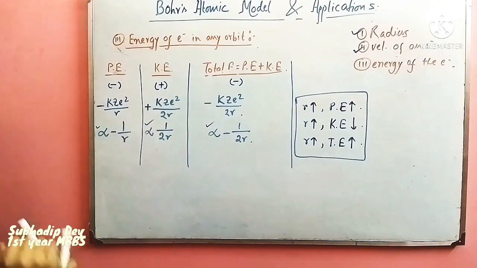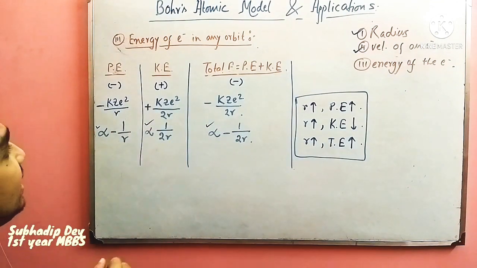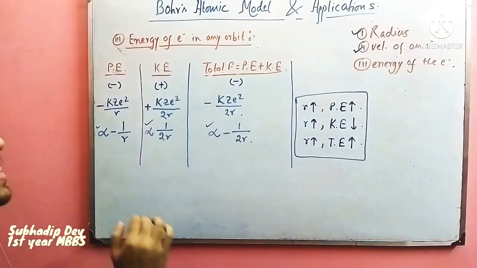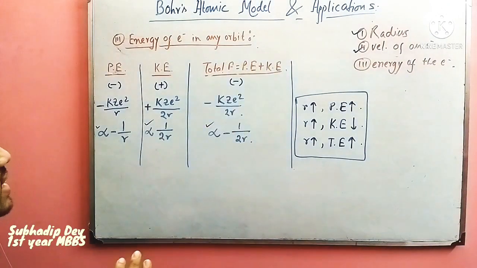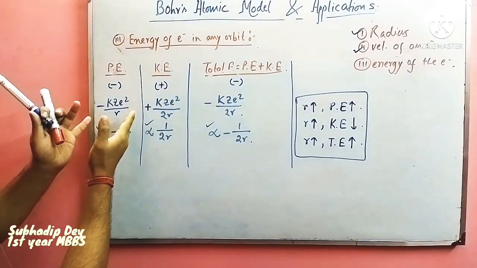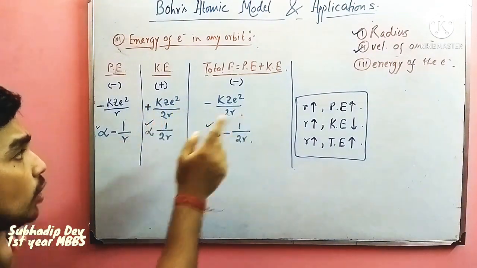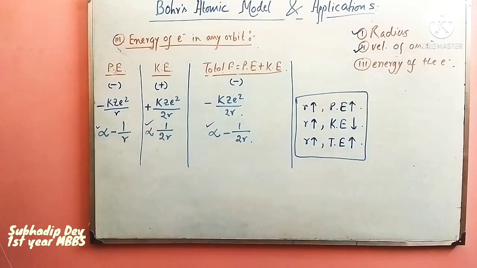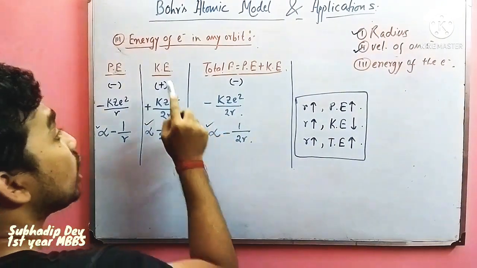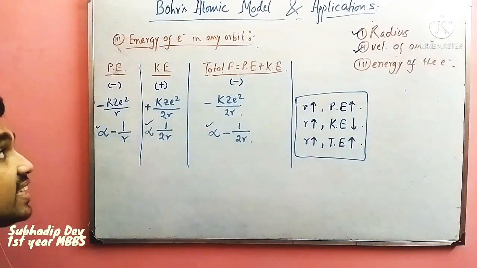Now, after this much discussion, you see an amazing relation. The relation between potential energy, kinetic energy and the total energy. We can see that the total energy and the kinetic energy are numerically the same. Both are k z e square by 2r. But the difference is in their sign. Kinetic energy is positive and total energy is negative.